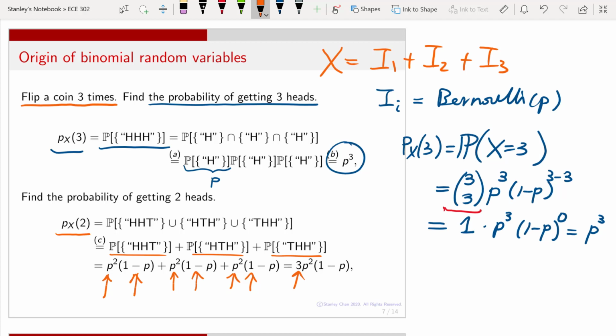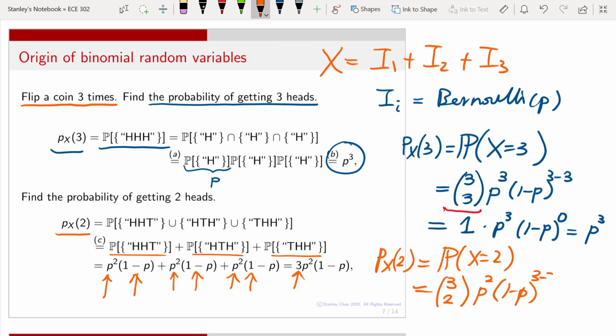Now, let us go back to the calculation. Suppose we want to look at px evaluated at 2. This is the probability that x equals 2. And so let's plug in the formula. This is 3 choose 2, p to the power 2, and 1 minus p to the power 3 minus 2. So you do this calculation, you will have 3 times p squared times 1 minus p. And you can see that this matches exactly with this formula.